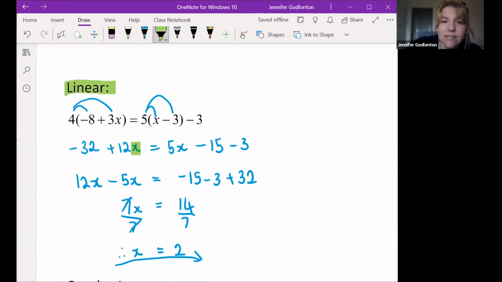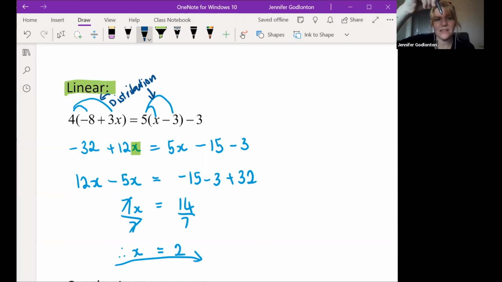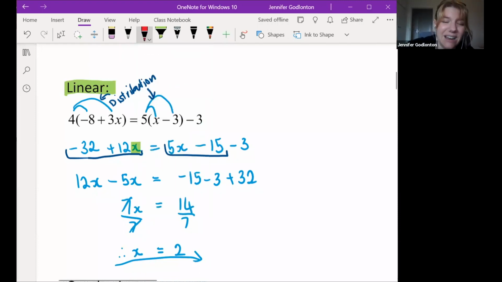So now the first thing that happened in this is that we did this distribution. So this is distribution over here, and this is distribution over here. So where we multiply the number that's on the outside, we multiply it by what's inside the brackets. Okay, so that's what gave us those two terms, and that's what gave us those two terms. Now, the cool thing in a test is you would actually get 1 mark for each of those.